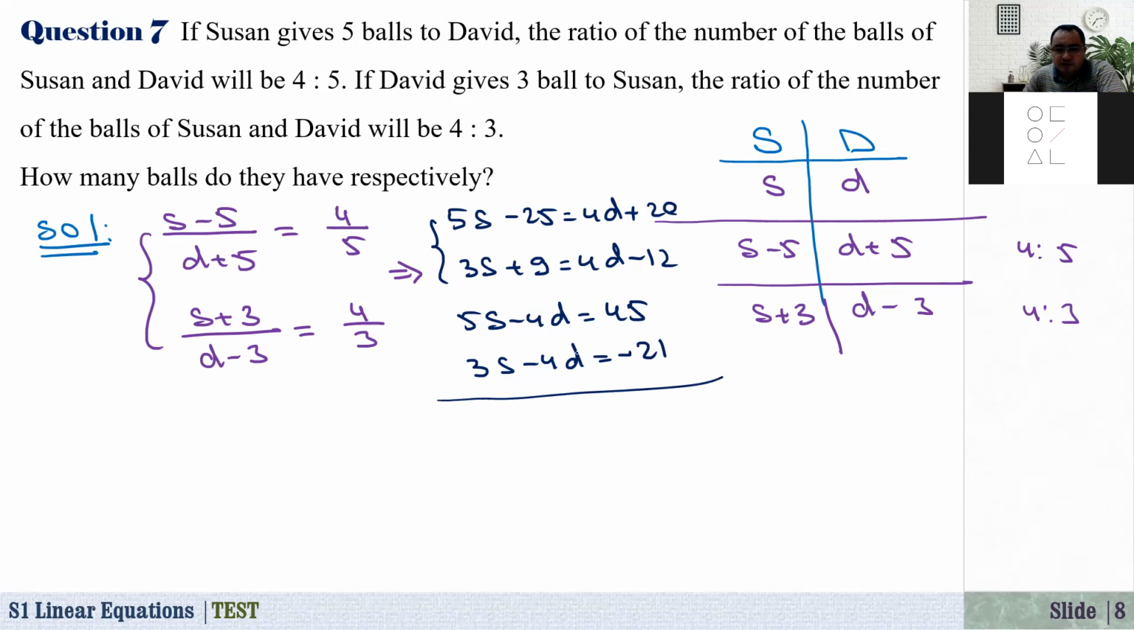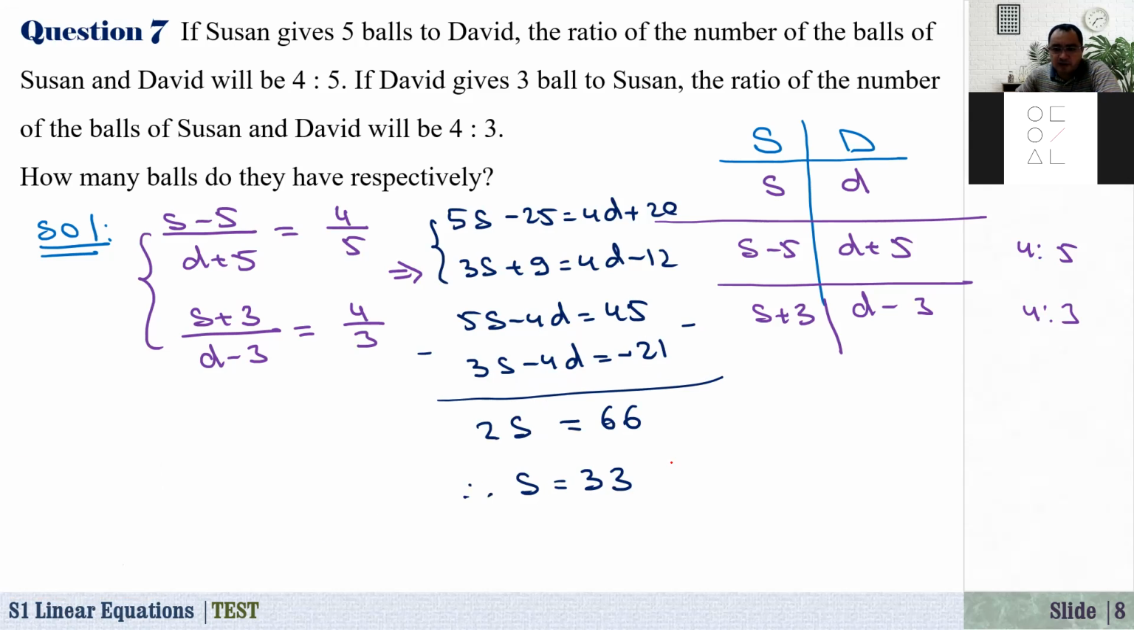So now if you just subtract, the 4D are the same here. So that's a good thing, 4D and 4D. So if you just subtract the second equation from the first one, 5 minus 3, it is 2S. Minus 4D minus 4D is equal to 0. 45 minus 21, that's equal to 66. What is S? S equals 33, right? If S equals 33, now we can get D. So substitute into the equation.